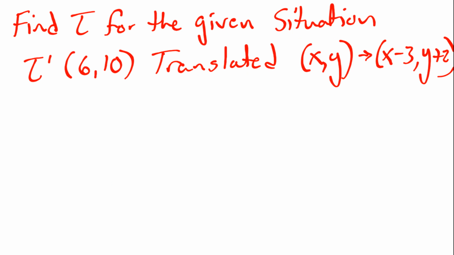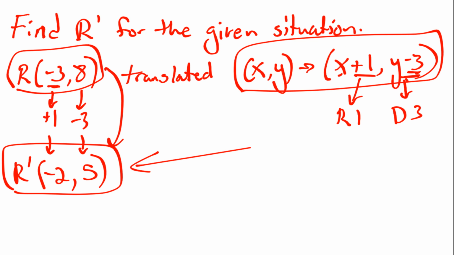The one thing you got to be careful of is what happens if they flip stuff around. They say find t for the given situation. Understand now they're asking you to find the pre-image, giving you the image. They're asking you to work backwards. In our previous example, they're asking for the image given the pre-image.